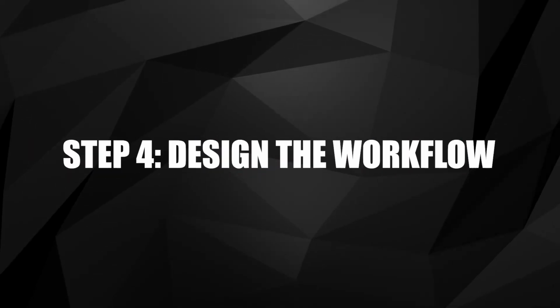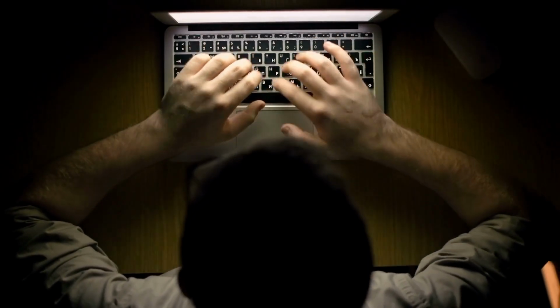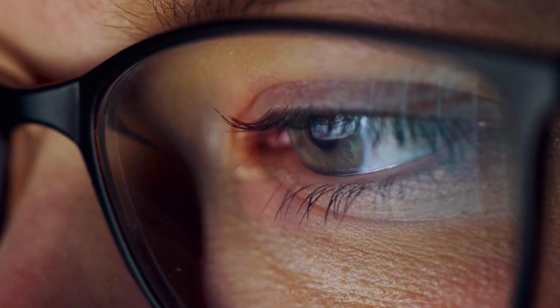Step 4. Design the workflow. This is where you decide how your AI will work. It's like planning a treasure hunt. For example, your chatbot might say, "Hi, what kind of toy do you like?" and then show a list of options.